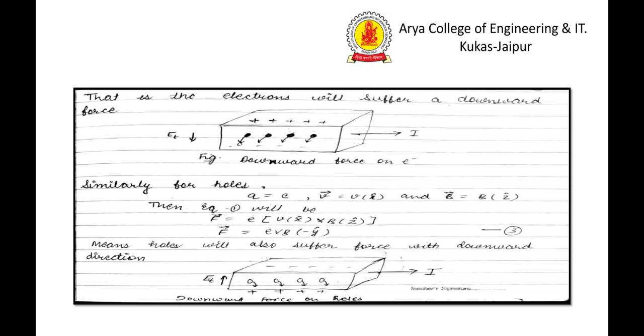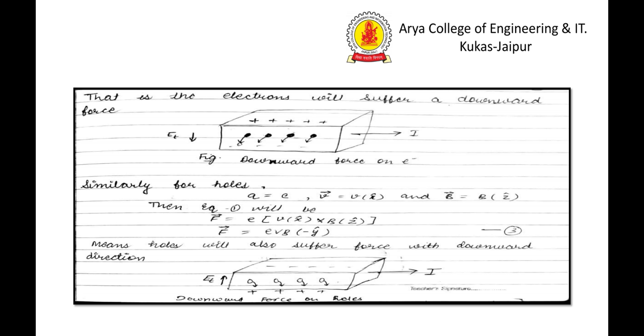In this figure we show that solid spheres denote electrons. These electrons feel downward force, that's why the lower surface of the sample will be negatively charged, and due to the mutual induction the upper surface is positively charged.